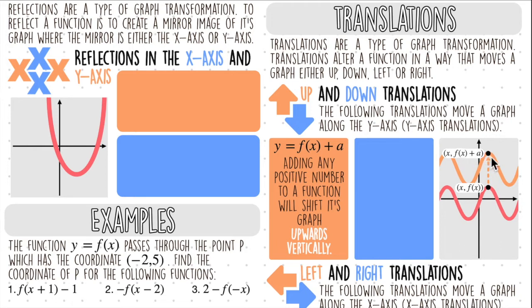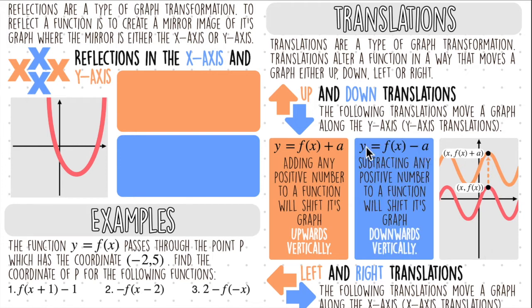Okay, what about the other way around? What if you want to translate a graph and move it downwards? So this direction in the negative y-axis direction. Well, hopefully you've already intuitively realised what we must do. If you have a function y equals f of x and you want to move its graph down, then what you have to do is you have to subtract some positive number, say a, from your function here. That's what I've just said. Y equals f of x minus a.